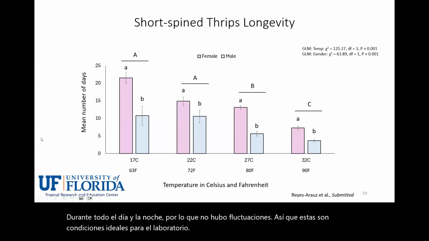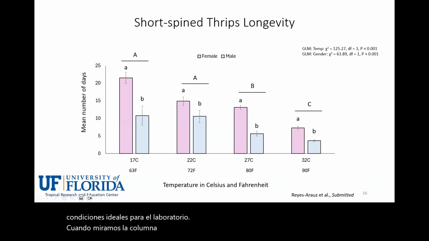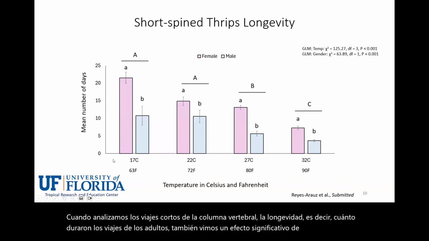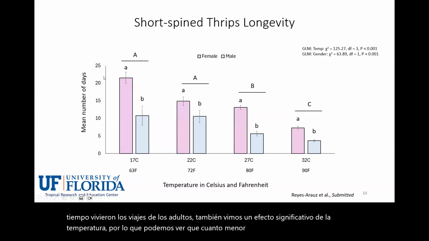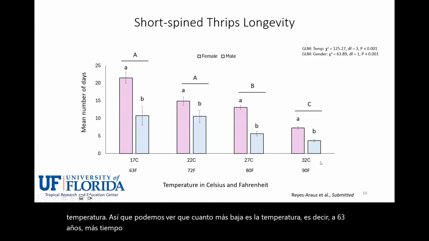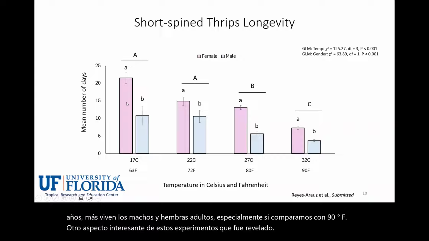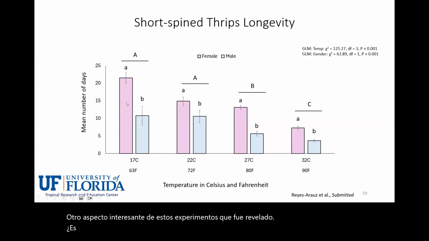When we looked into short spine thrips longevity, so how long the adult thrips lived, we also saw a significant effect of the temperature. We can see that the lower the temperature, at 63, the longer the adult males and females live, especially if we compare to 90 degrees Fahrenheit. Another interesting aspect revealed by these experiments is that the females live longer than the males. You can see that all the pink bars are higher than the blue ones that correspond to the males.